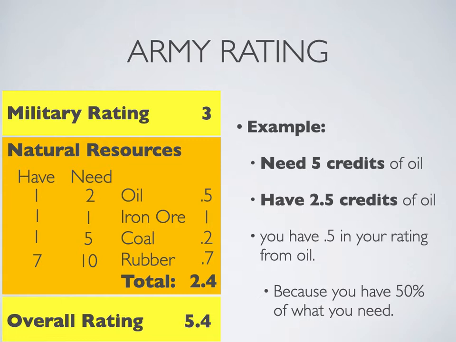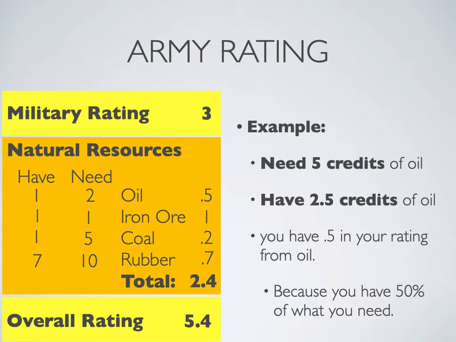So in the example here, we see that this country has 0.5 of oil, and they need 2. And so therefore they have 1 credit of oil and they need 2 credits. Well, that puts them at a 0.5. The most they could get is 1 point for each of those natural resources, which means their overall military rating could be at a 7. But they don't have everything they need. They've got all the iron ore they need, so they're at a 1 for that.